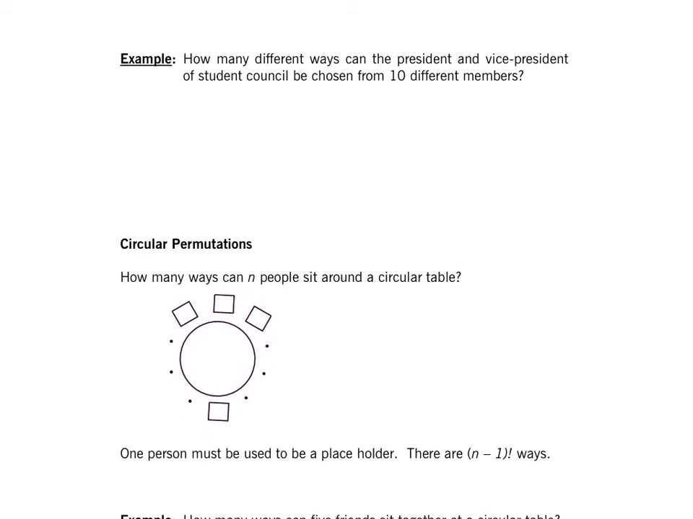How many different ways can the president and vice president of student council be chosen from 10 members? We assume that every member has an equal chance of being chosen. And with that said, there's going to be 10 choices for the first position, 9 choices for the second. So it's 10 times 9, which is 90.